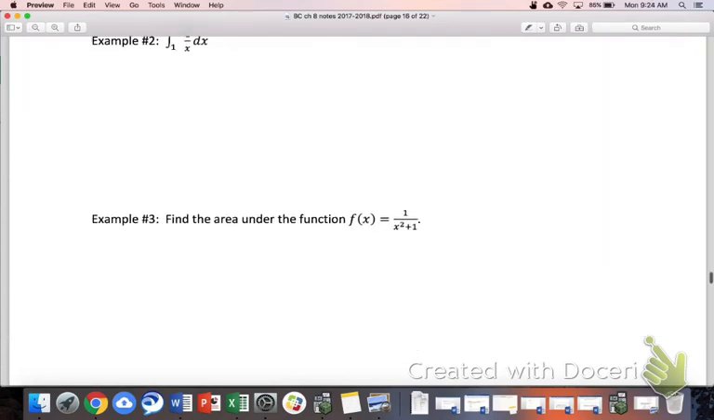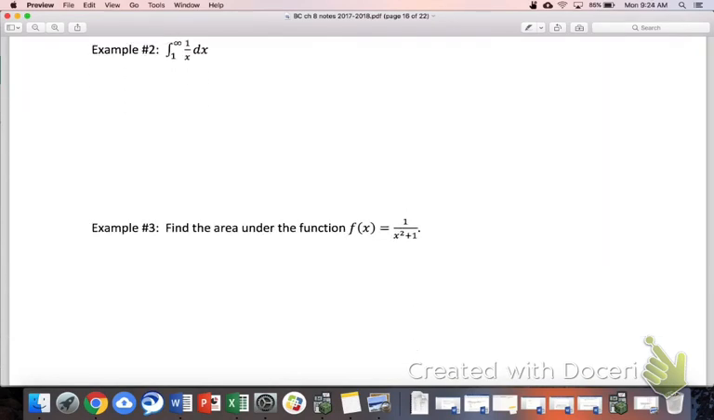I'll throw some different ones at you. Oh man, I love number 3. We'll get to number 3 next time. Number 3 is really, really good.